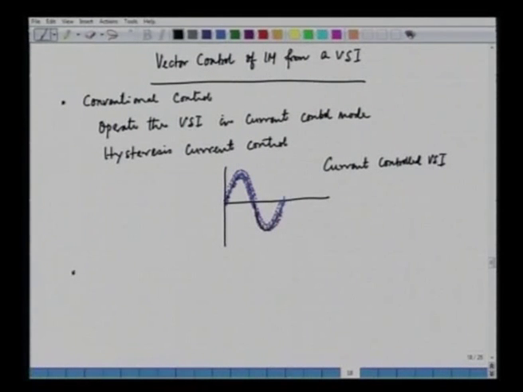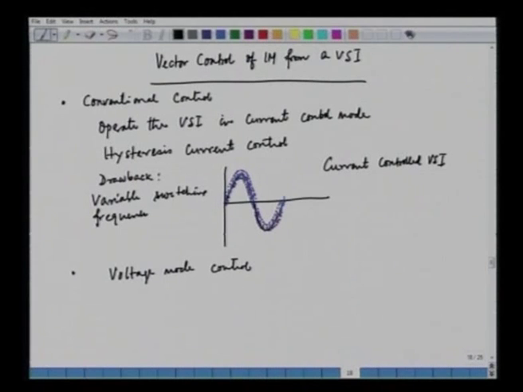All right. So, we can go for voltage mode control. Now, in the previous one, the drawback is variable switching frequency. In the voltage mode control, the switching frequency can be maintained constant. So, we can operate the inverter like a true VSI, and we can go for constant switching frequency operation.